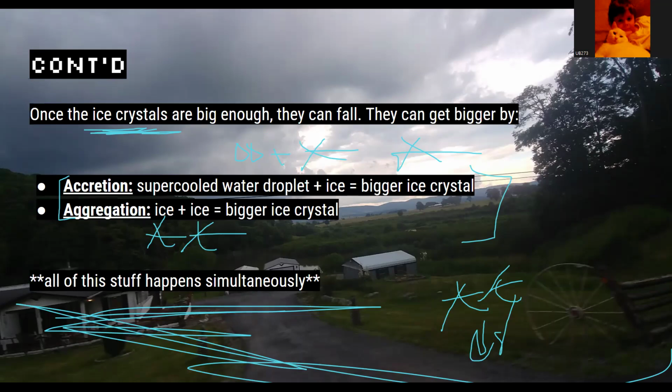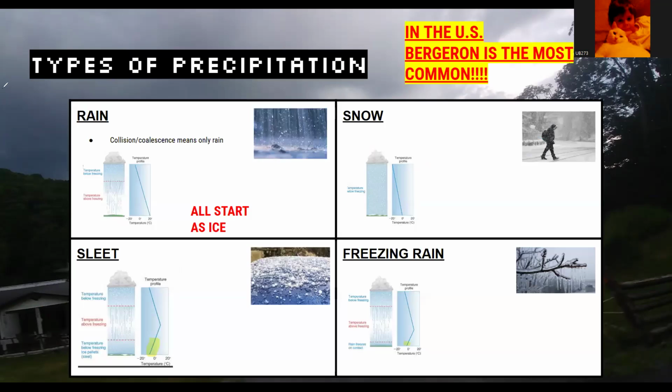And then the last thing that we're going to talk about is how do we know what kind of precipitation we're going to get? Well, obviously that depends on temperature, and not just temperature, but also the distance between the bottom of the cloud and the surface and the temperatures at those points.